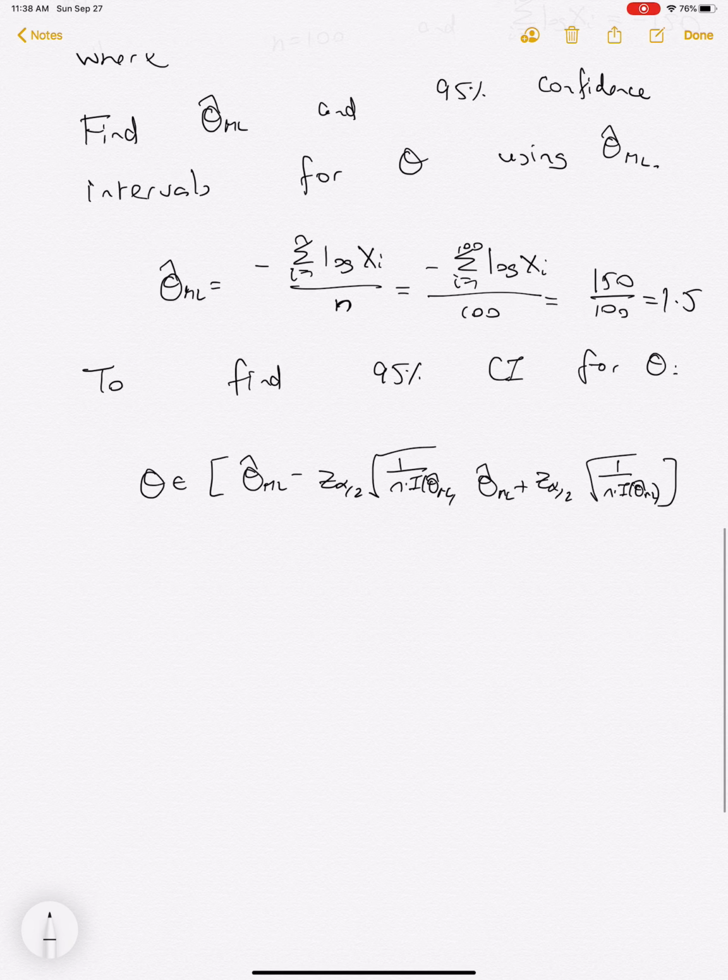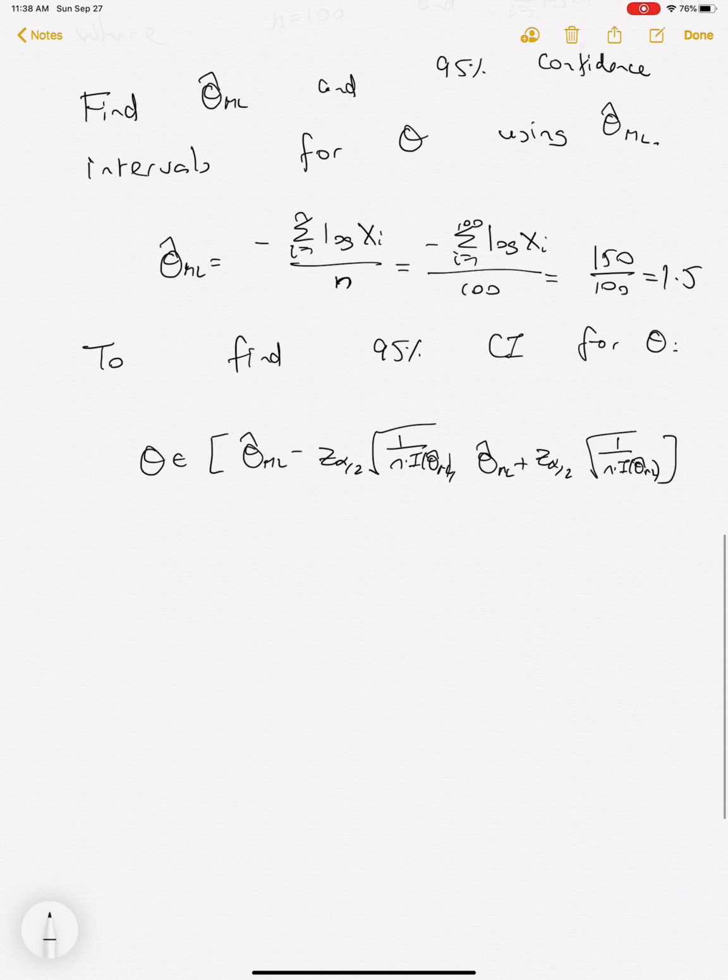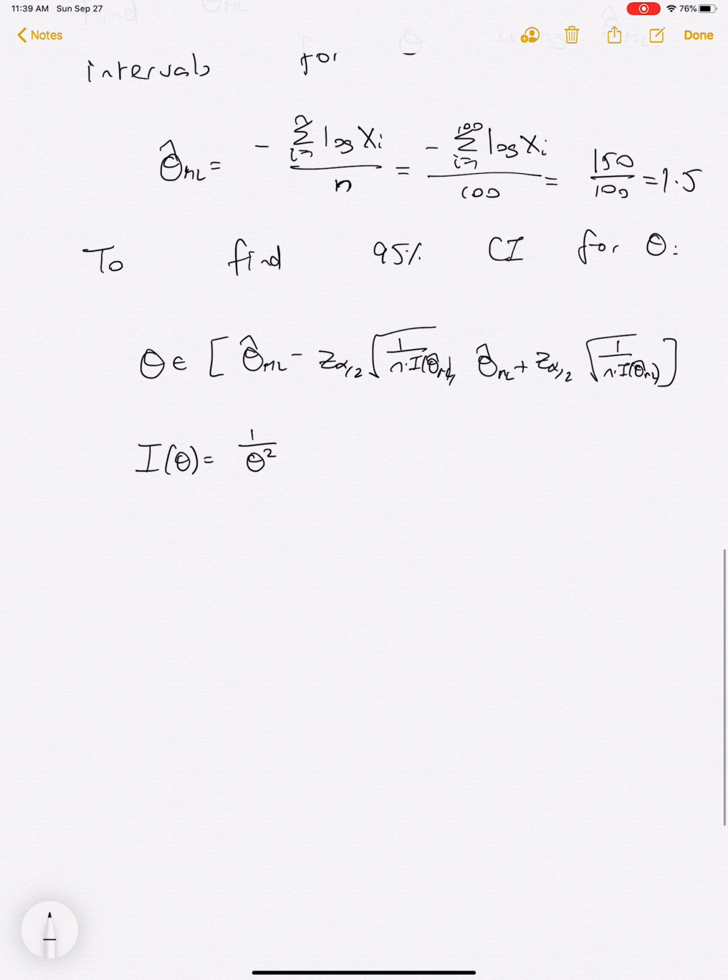Okay, so obviously for this, we need this Fisher information. So recall that I of theta is 1 over theta squared. And here alpha is 0.05. So what you get if you look up a z table is just 1.96.